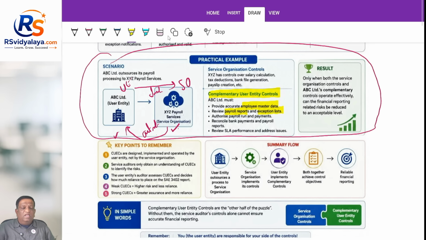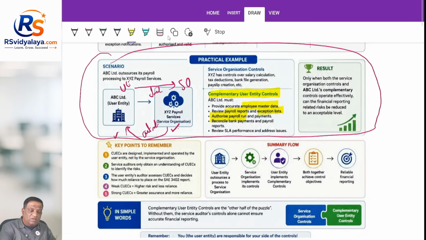That is, any abnormal variance between the current month salary and the earlier month salary for one particular employee. Likewise, what is the total amount of payroll for this period, and what is the total amount of payroll for the earlier period, and then they authorize the payroll run. So, whatever output is given by XYZ Payroll, the payment will not be made. The user entity told the banker not to go by XYZ Limited, that XYZ Limited will give the report to me and I will validate it, and only after validation should payments be made. So, till the time they authorize, payments are not made.